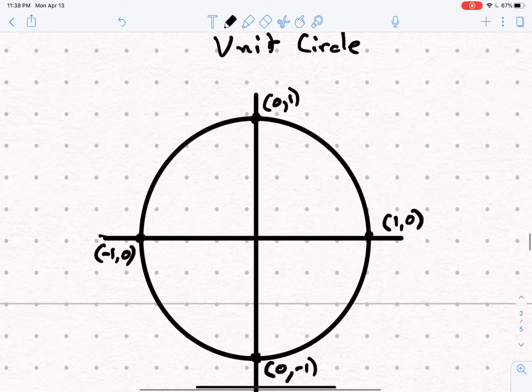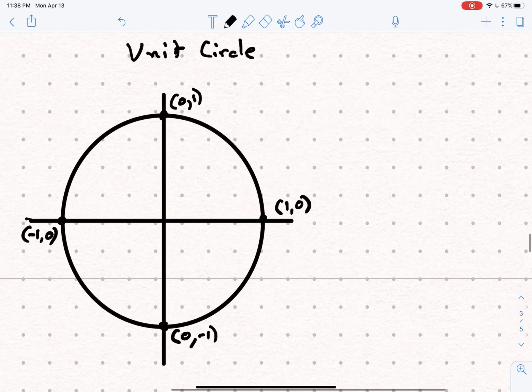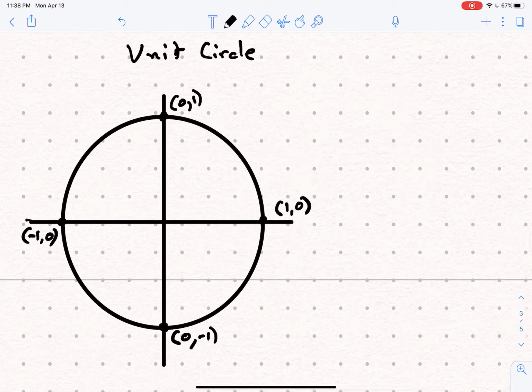Now, those are the most easy and readily identifiable points on the unit circle, and this already gives us a great deal of information. So let's take a look at what this tells us. If you remember, when you have a point on the unit circle, that point has an x-coordinate and a y-coordinate, and those are quite closely connected to the trig functions. In particular, the x-coordinate is cosine, and the y-coordinate is sine.